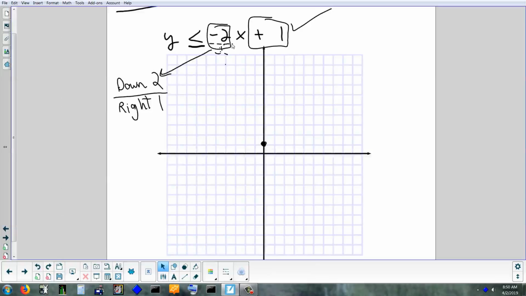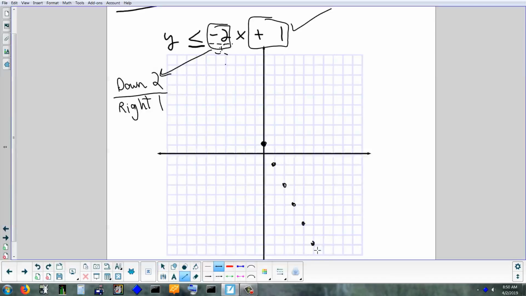So like Yusuf said, I'm going to go down 2, 1, 2, right 1. Down 2, 1, 2. All right? So we did that. So we used the y-intercept. We used the slope. What's one more important thing in that problem, Ryan, that we're going to need to use?